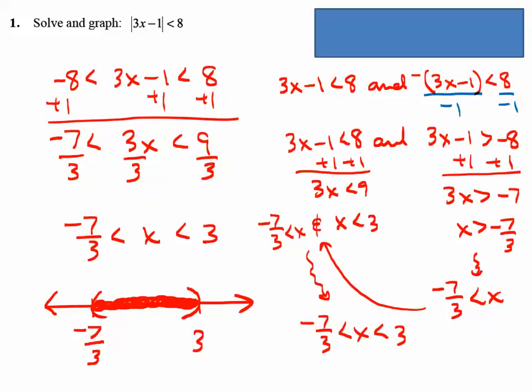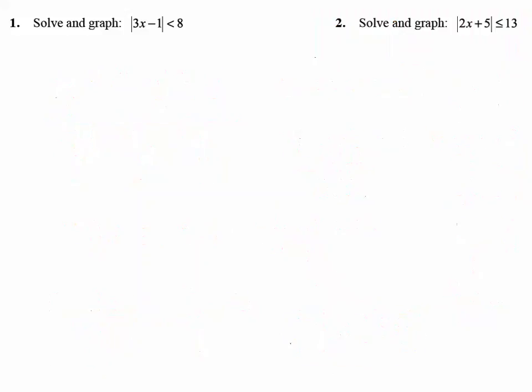Okay, so I'll let you guys try the next one by yourself from beginning to end. It's number 2, right over here. I should not give you the answer here. At number 2, we just did one. This one is the absolute value of 2x plus 5 is less than or equal to 13.